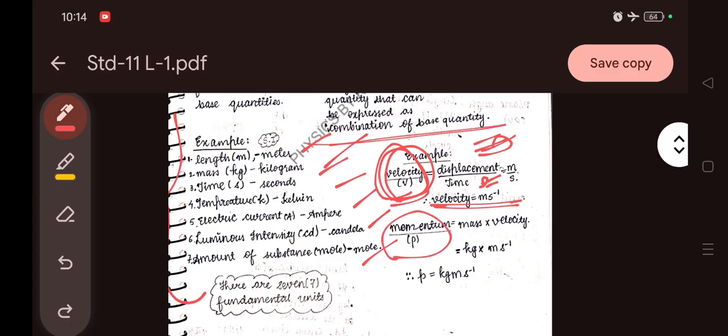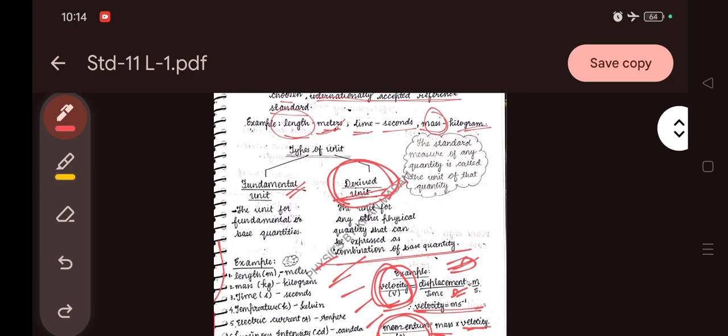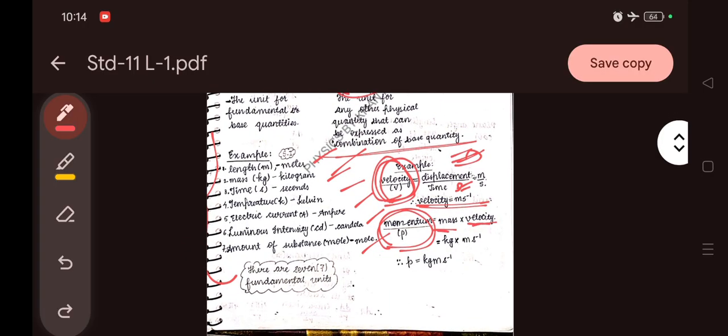Momentum is nothing but the product of mass and velocity. So momentum becomes a derived quantity since we are using mass, which is a base quantity or base unit, and velocity. Okay, so this is how derived units are defined. Derived units are those units that need any other physical quantity, in this case mass and velocity, to define our initial unit.